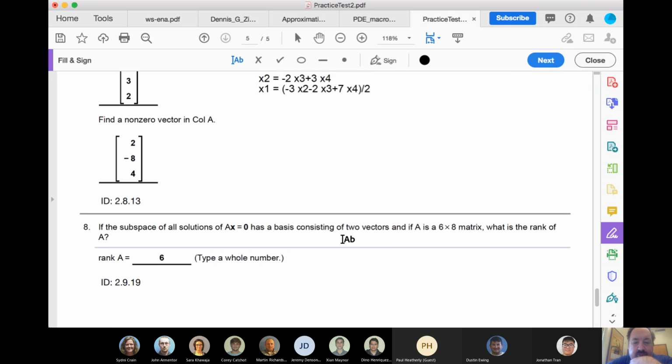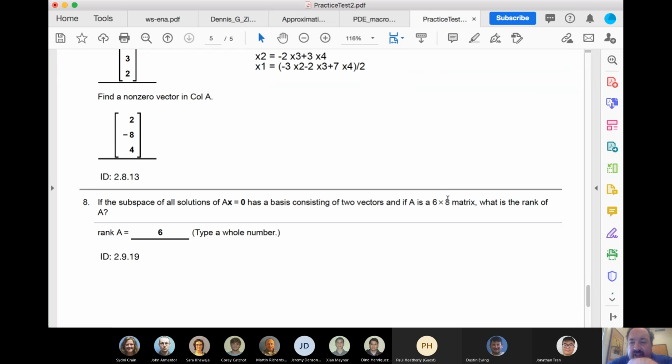Okay. Last problem is a quick one involving the dimension theorem. The dimension theorem says that the rank of a matrix plus the dimension of its null space, also known as nullity, has to equal the number of columns in the matrix. So the matrix given here has 8 columns.